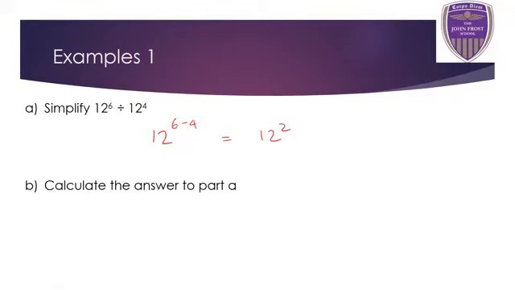We've simplified it. Then in part B, I'm asking you to actually calculate the answer. I want the answer to part A, so the actual value. 12 squared, or 12 to the power of 2, means 12 times 12, which is 144. It's quite common in questions like this that you're asked to simplify it and also asked to calculate the answer, or the value of it. So 12 to the power of 2 means 12 squared, which means 12 times 12, which is 144.